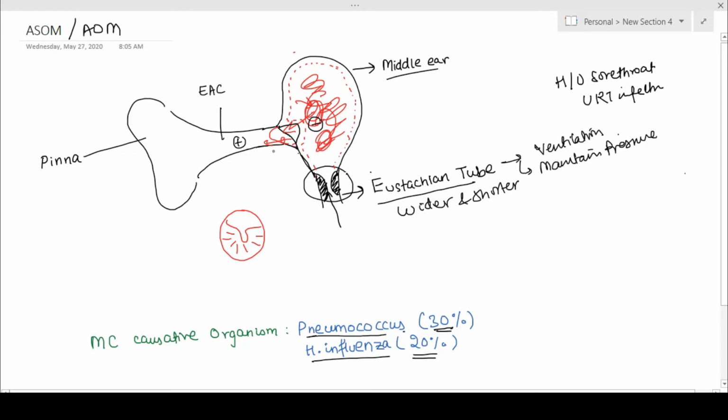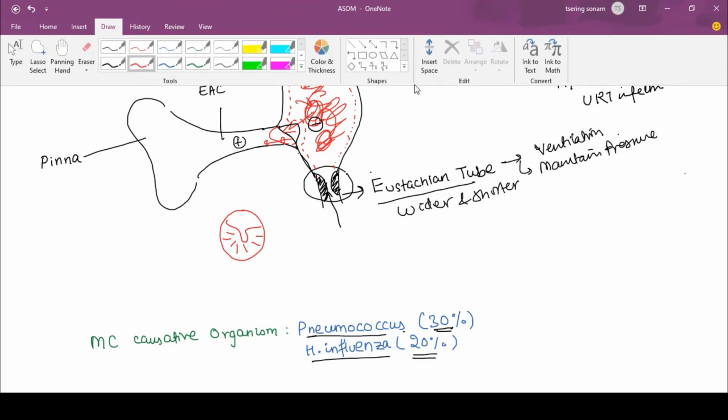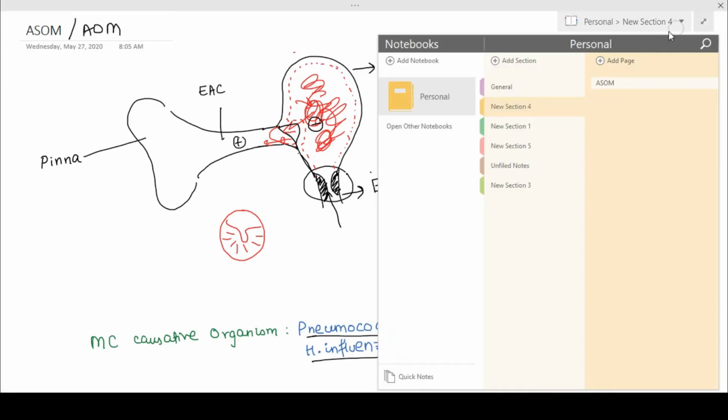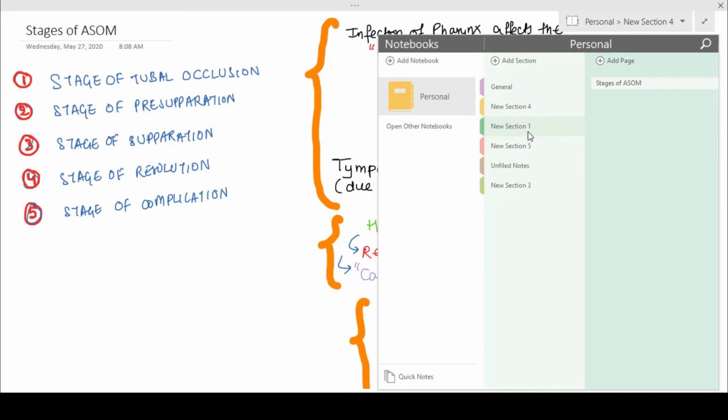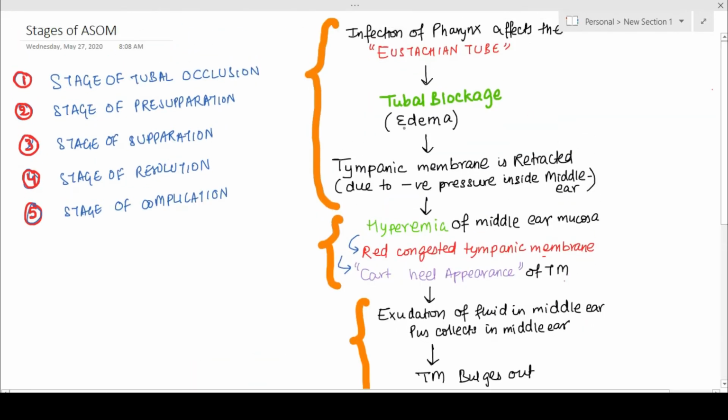Now normally there is resolution of all the symptoms and signs, but in some cases there is a lack of normal body repair, or there is low immunity, etc. So there can be complications, and it is known as the stage of complication. Okay, so let me just tell you what I was talking about in a quick summary.